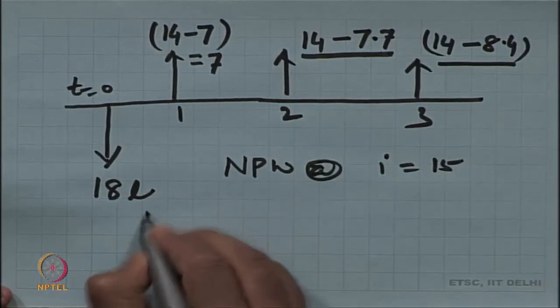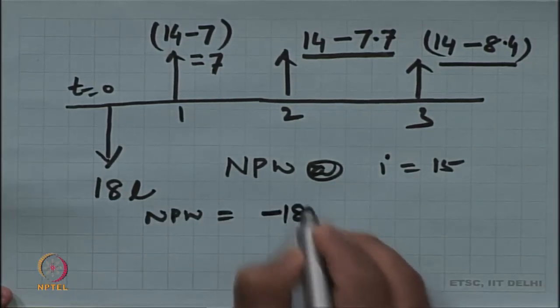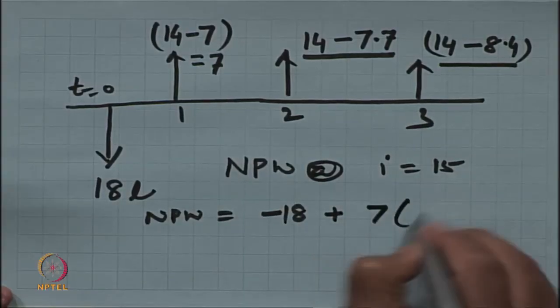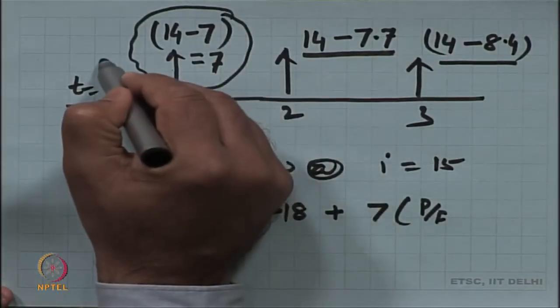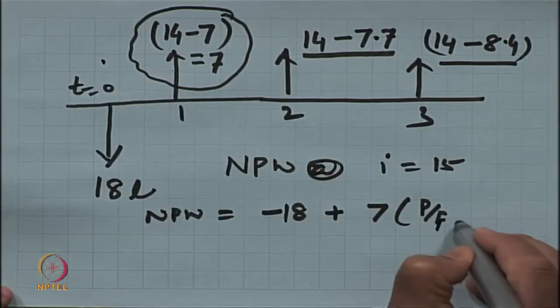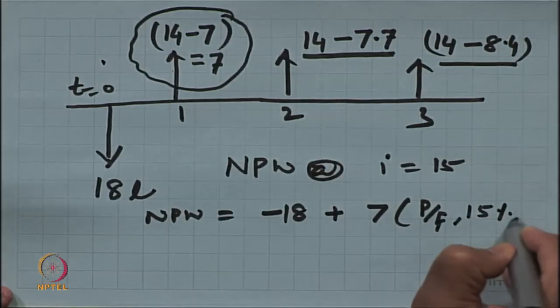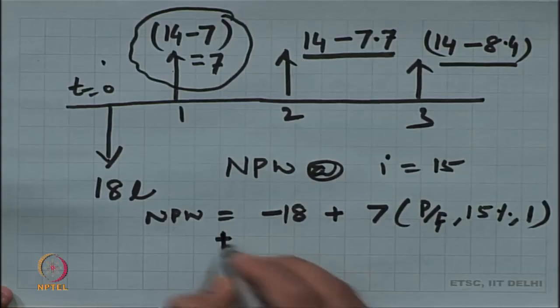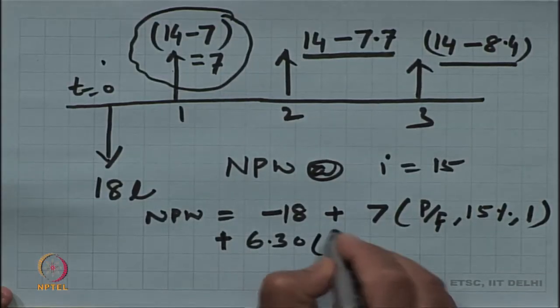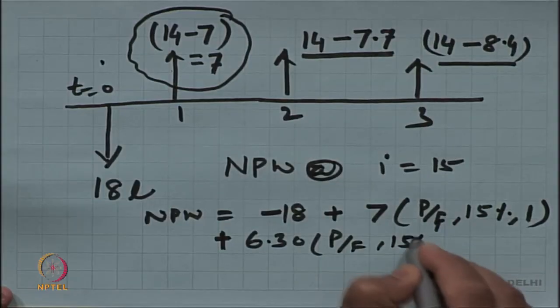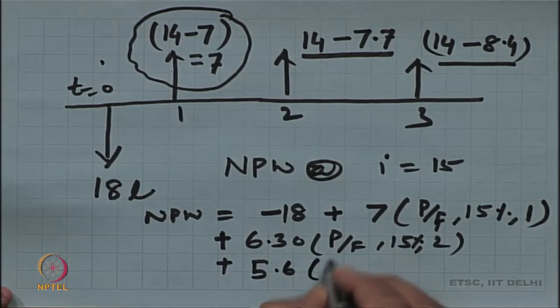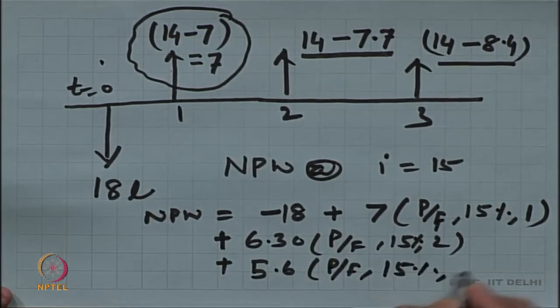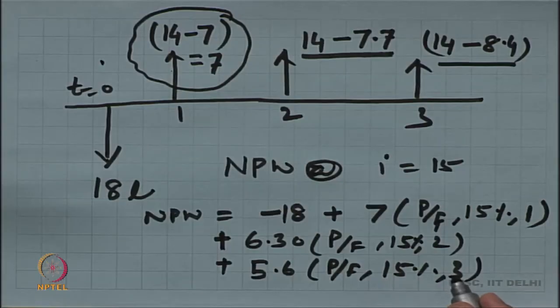You can write it like this: NPW is minus 18 lakh plus 7 P given F. Remember, all these values are to be considered as F, and we want to bring them to time t equal to 0. So, we write P given F, interest rate 15%, 1 year, then 6.3, P given F 15% 2 years, plus 5.6, P given F 15% 3 years. Depending on whether this value is positive or negative, we can make the conclusion.